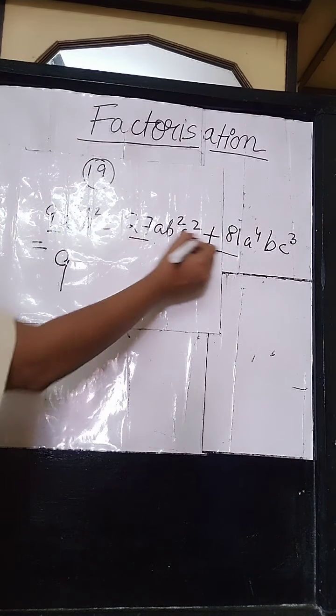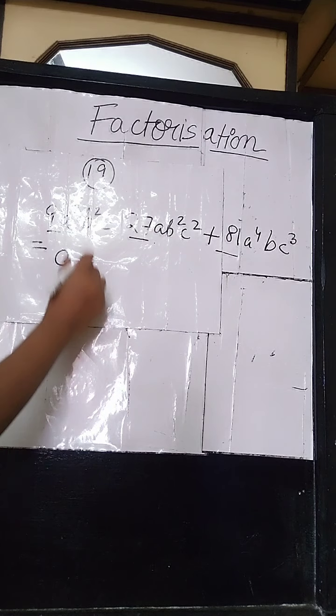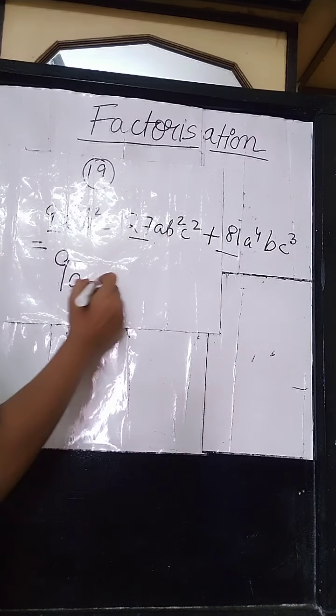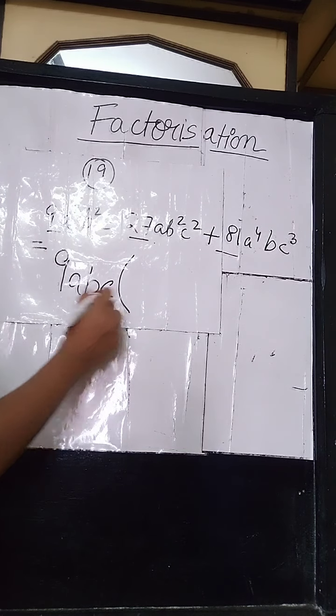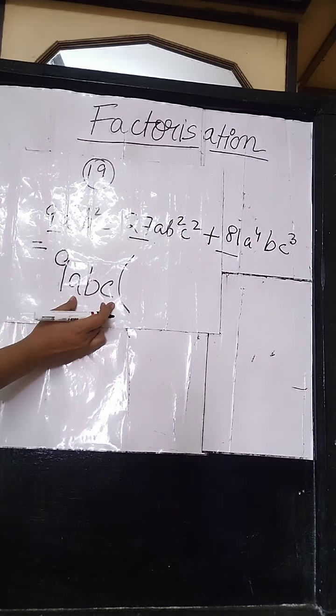A square, a and a to the power 4. A is a common factor. B square and b. B is the common factor. C square, C cube. C is the common factor. So 9ABC is the common factor. Why we have taken ABC?